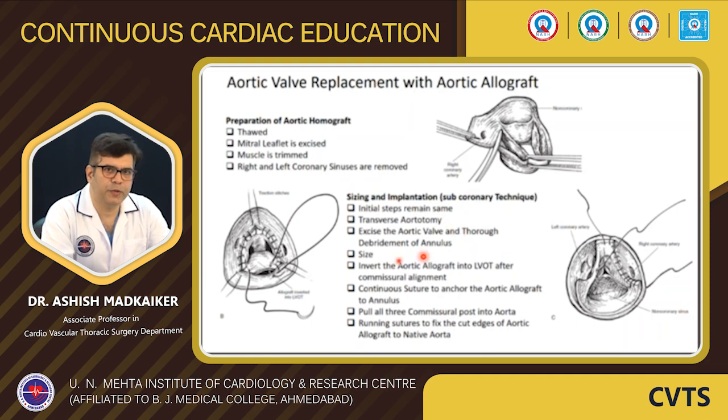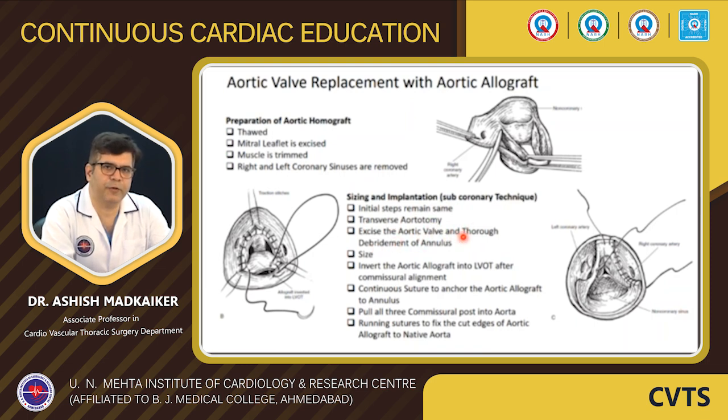We should take care when sizing. We should use a size 1 or 2 millimeters smaller than the actual annulus, because the homograft takes a bit more space than the annulus. It should not crumple and it should not deform, because then the performance of this valve will not be good. The initial steps remain the same. We do it with a transverse aortotomy.